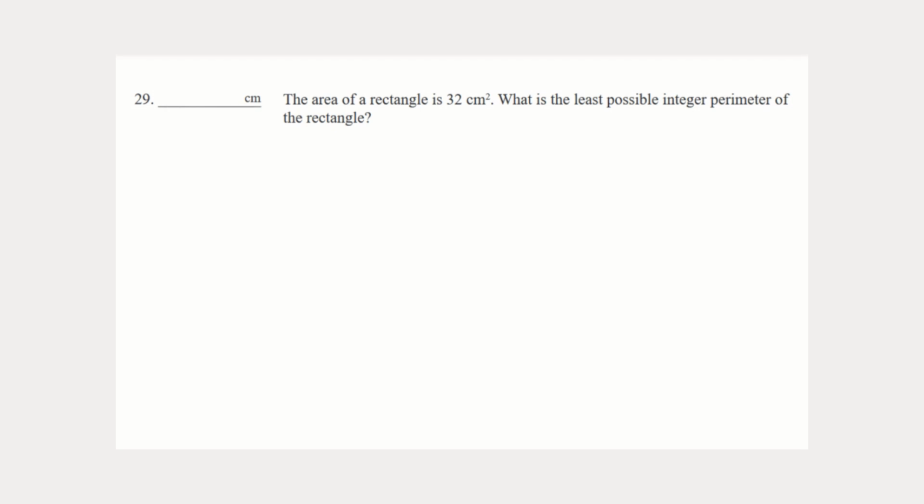Hello everyone. Today we're going to be solving question number 29 from the 2023 chapter competition sprint round. The question reads, the area of a rectangle is 32 centimeters squared. What is the least possible integer perimeter of the rectangle?